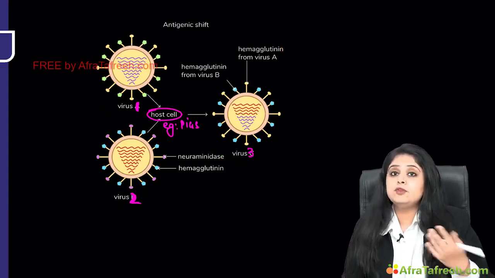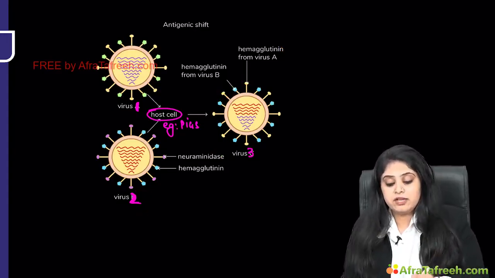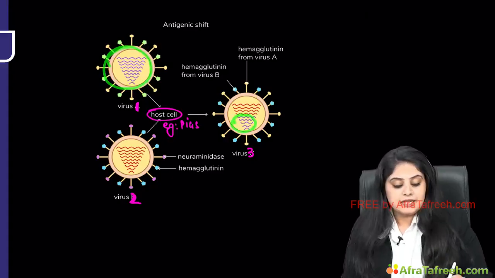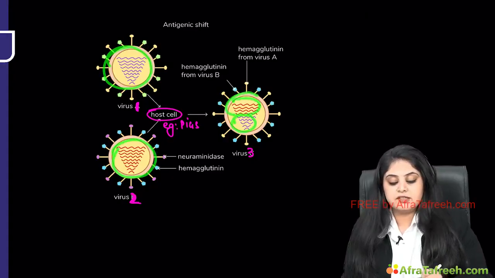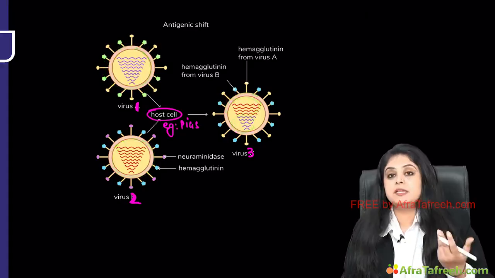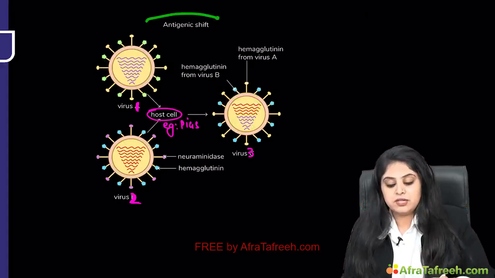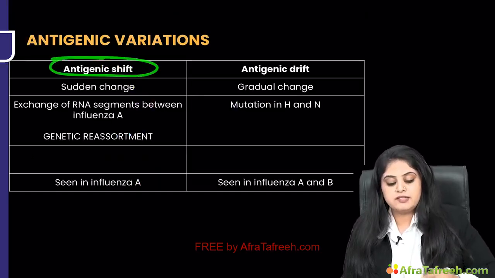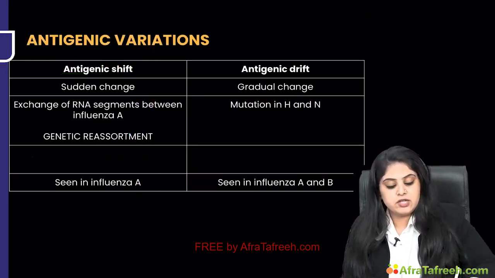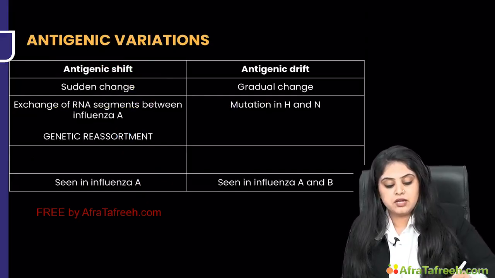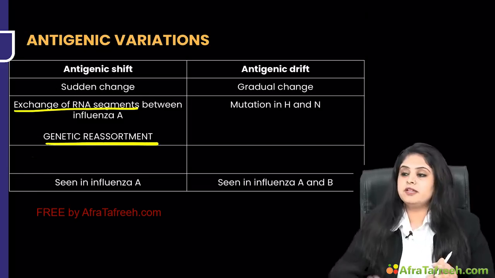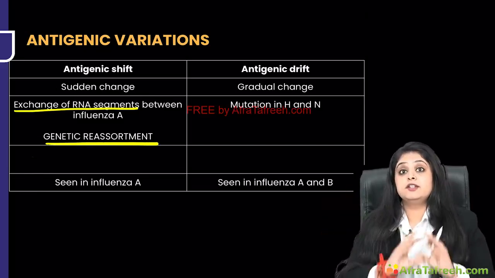A third type of new virus has formed, which if you look carefully, has a little amount of RNA of virus number 1 and a little amount of RNA of virus number 2. So you'll say, ma'am, a new virus has formed. There is a new virus that has formed, and this is known as antigenic shift. So please note, what is antigenic shift? Where exchange of RNA segments would occur, little bit of RNA from one virus, little bit of RNA from the other virus, and a new virus is formed.